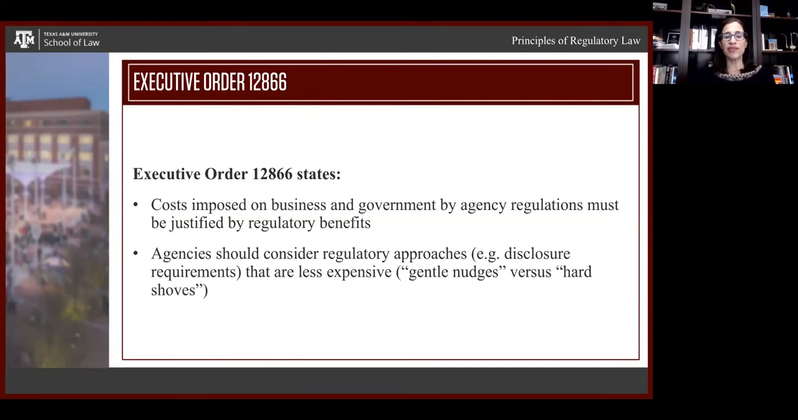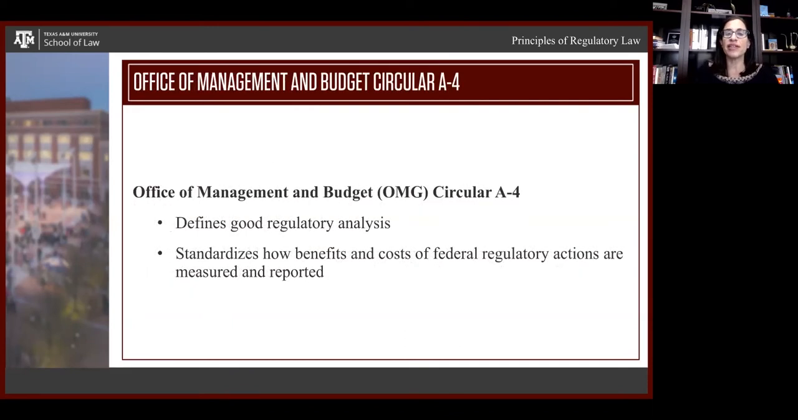So cost-benefit analysis is based on Executive Order 12866, which specifically states that the costs imposed on business and government by agency regulations need to be justified by the regulatory benefits. Therefore, agencies must consider regulatory approaches that are less expensive. Those could include gentle nudges versus hard shoves. The Office of Management and Budget, which is part of the White House, has a circular called A4 that provides further guidance on regulatory analysis.